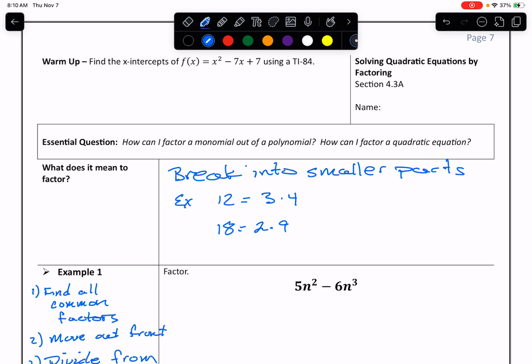And what we're going to do today is we're not actually going to solve, we are just going to factor, okay? We've got to practice that. So what does it mean to factor, okay? It means break into smaller parts. For example, 12 is 3 times 4.